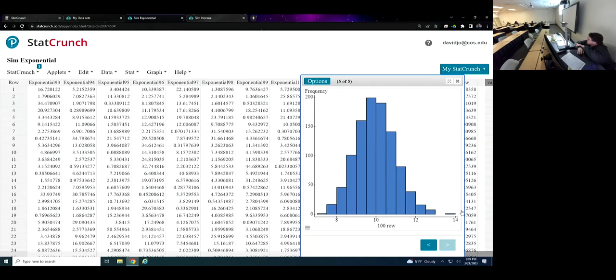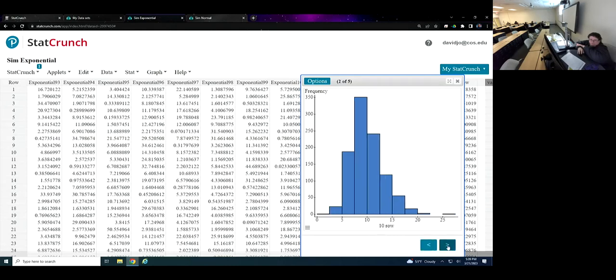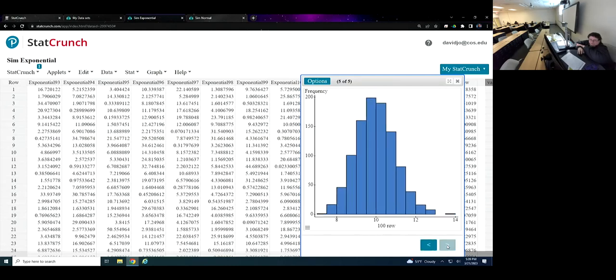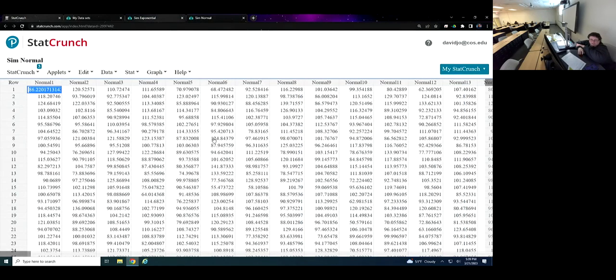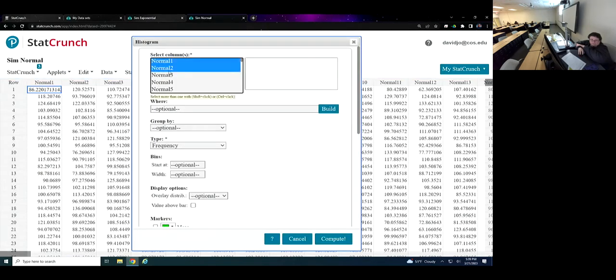They quickly go to a bell shape as we add more to our sample, as we have more samples. You can see it progressing. On the normal distribution, this is like the IQ test that we just were looking at.